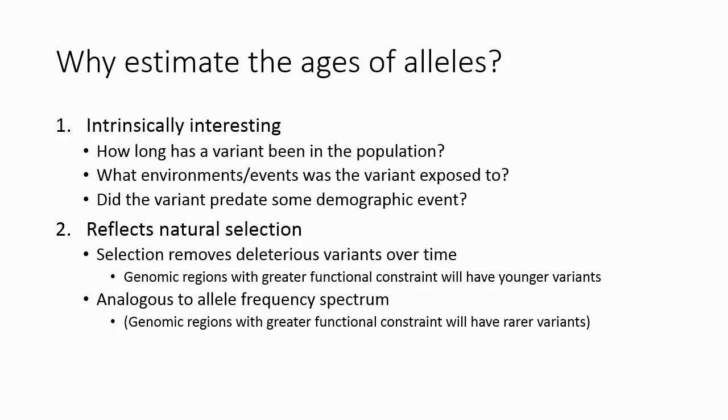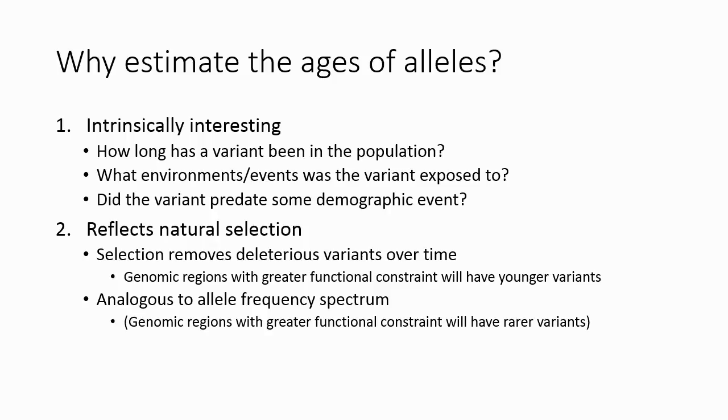But we also want to estimate the ages of alleles because an age distribution of alleles tells us something about how natural selection has been affecting the organism. You imagine a region of the genome under intense purifying selection. Selection keeps weeding out variants before they have a chance to become old variants. We're going to shift the age distribution of alleles in this region to being younger alleles.